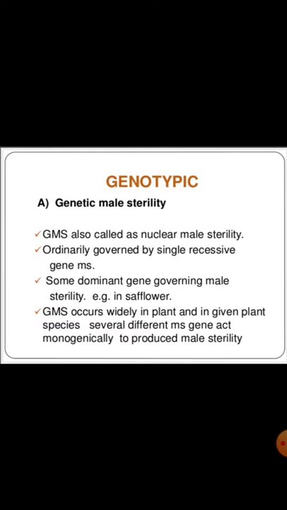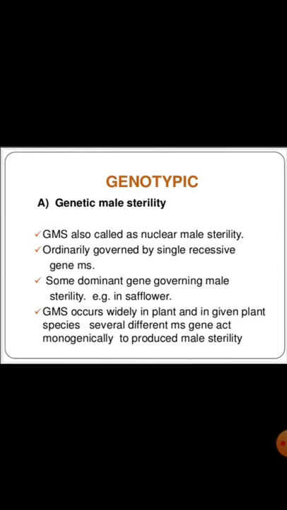Genotypic male sterility is also called nuclear male sterility, as this sterility is due to the genetic or nuclear genes present in the nucleus, ordinarily governed by a single recessive gene, that is small ms. The recessive ms gene is responsible for genetic male sterility. If both alleles are small ms, that is homozygous recessive, it encodes for male sterility.